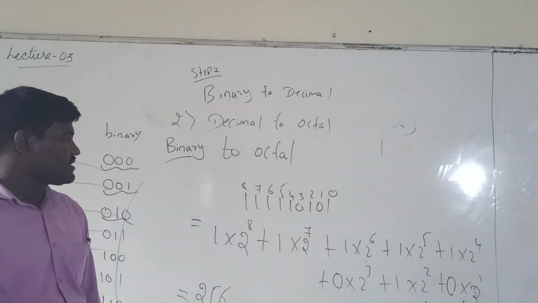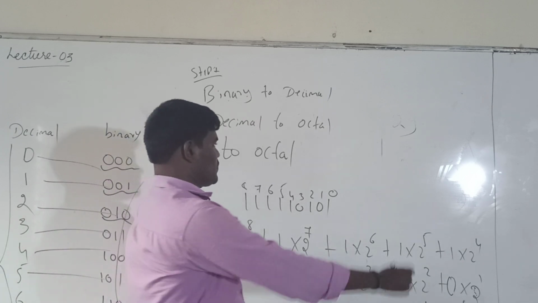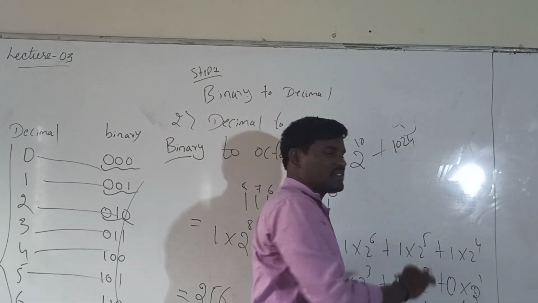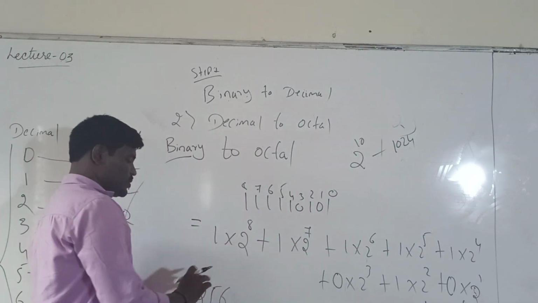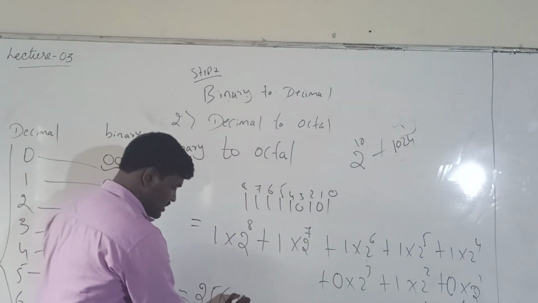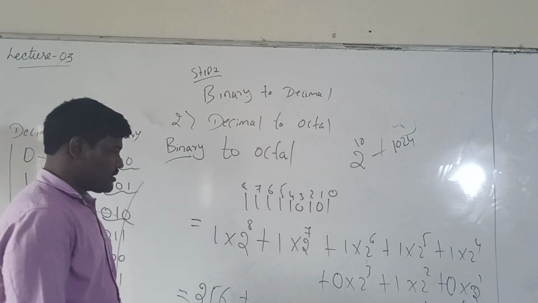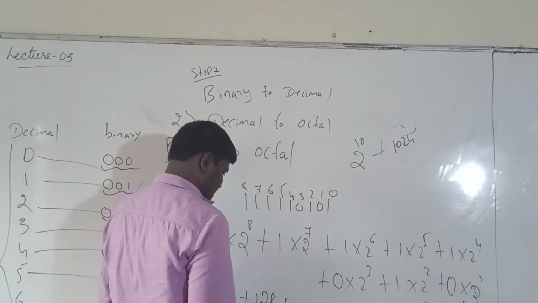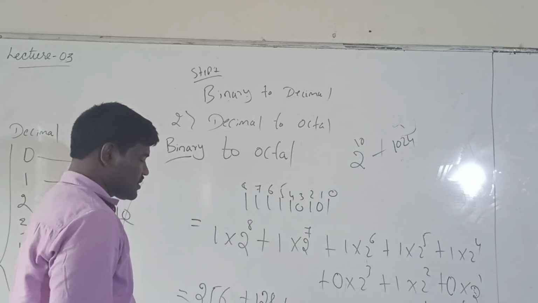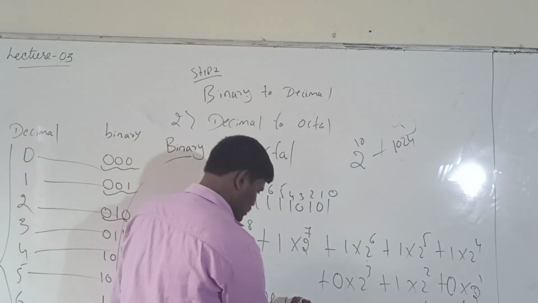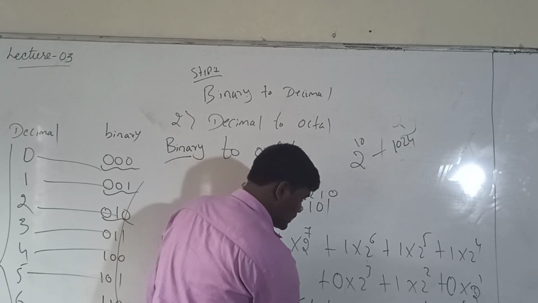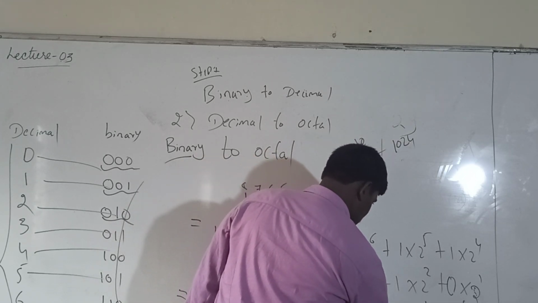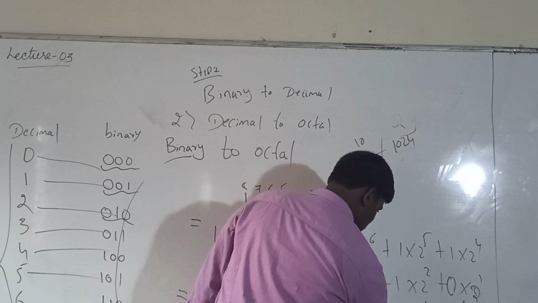How to remember? Next question. So 2 raised to 10 is 1024. Its half is 512, and its half is 256. Plus 2 raised to 7 is 128, plus 2 raised to 6 is 64, plus 32 plus 16 plus 0 plus 4 plus 0 plus 1.